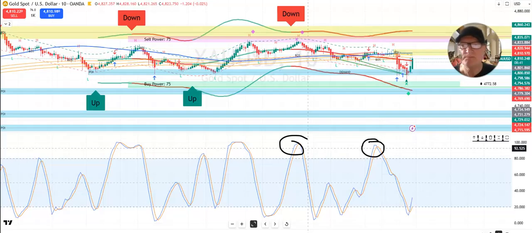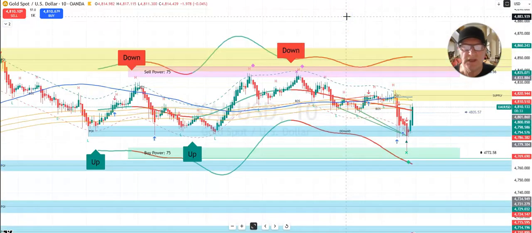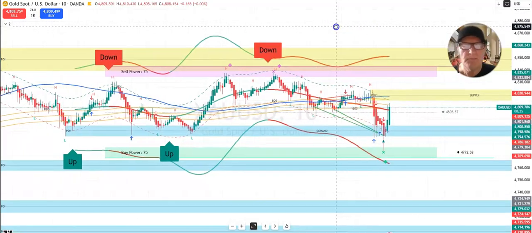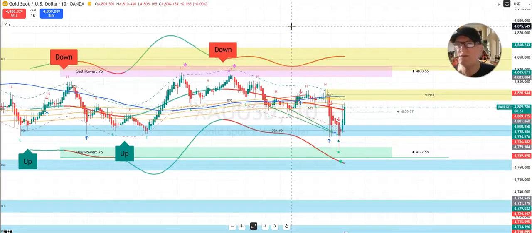Okay, so again, using the QuantFlow Dynamics software takes a bit of time to get used to. It's very simple, but nonetheless very profitable once you get used to it.